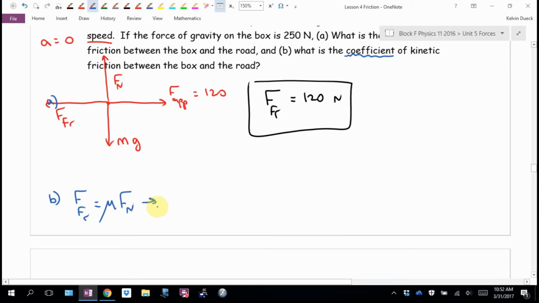Here's yet another equation. This is how you actually calculate the coefficient of friction. Apparently, it's the force of friction divided by the normal force. Do I know the force of friction? Yeah. Part A. How big is the force of friction? Problem. I don't know the normal force.